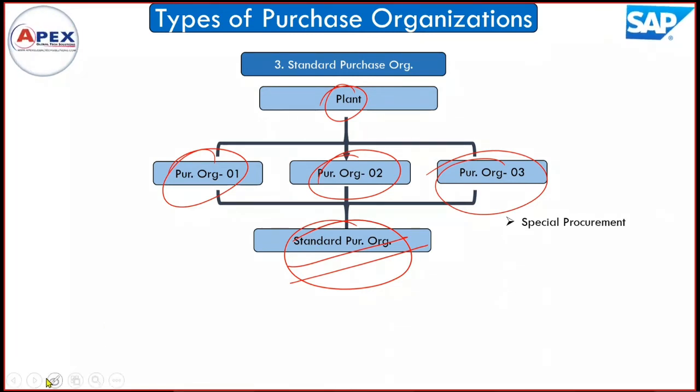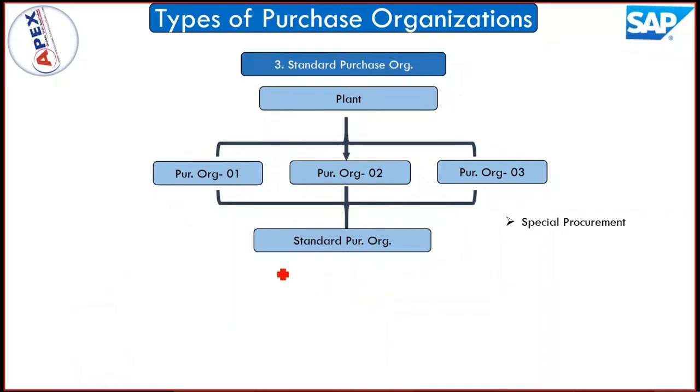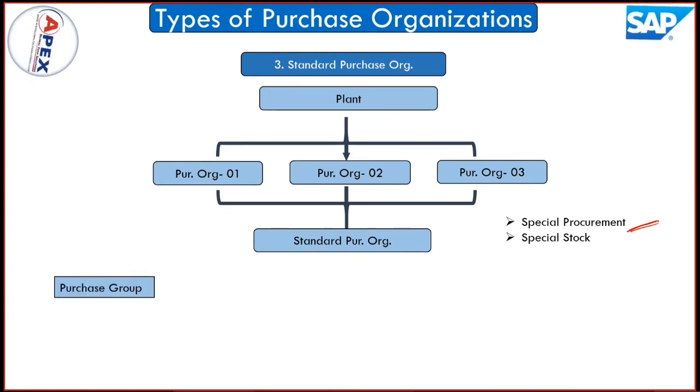This is very important here. This type of purchase organization we are going to maintain in special procurement. Suppose you have any special procurement from the company, then these purchase organizations will be maintained. And for special stocks, if they are procuring any special stocks, they will follow this type of purchase organization. In an interview, they'll ask you, for special procurement, for procuring the special stock, which purchase organization you are going to maintain. You have to say standard purchase organization.